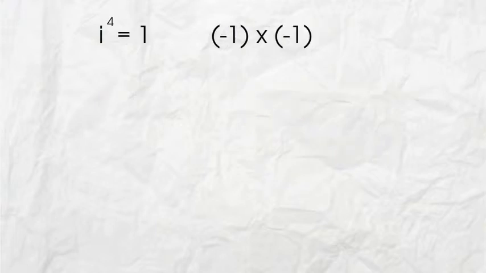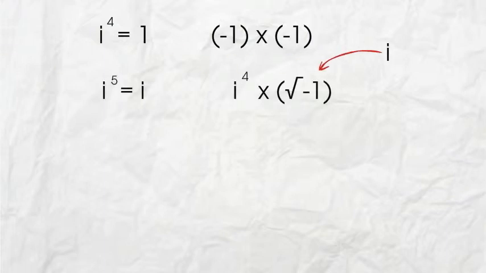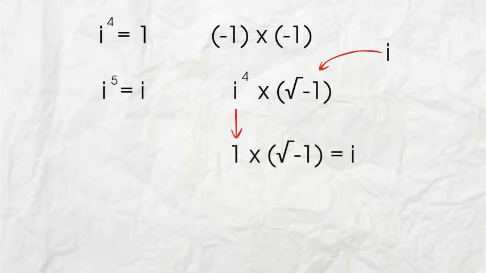i to the fourth can be factored into i squared and i squared. i squared is -1, so -1 times -1 equals 1. i to the fifth equals i because it can be factored into i to the fourth and i. Since i to the fourth is 1, 1 times i equals i.